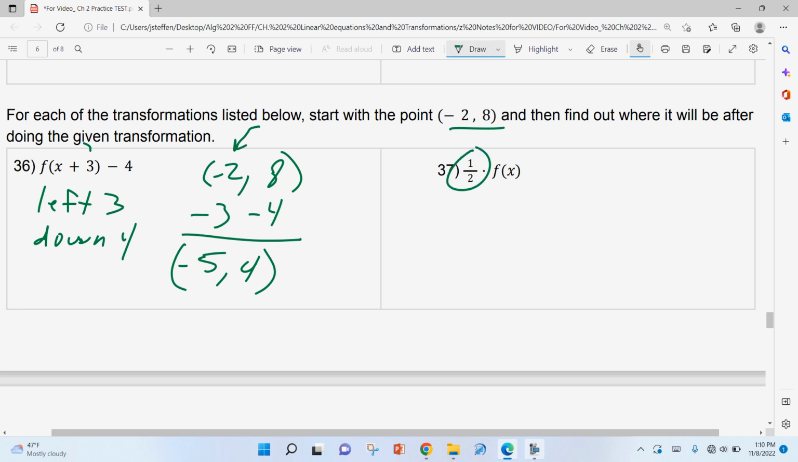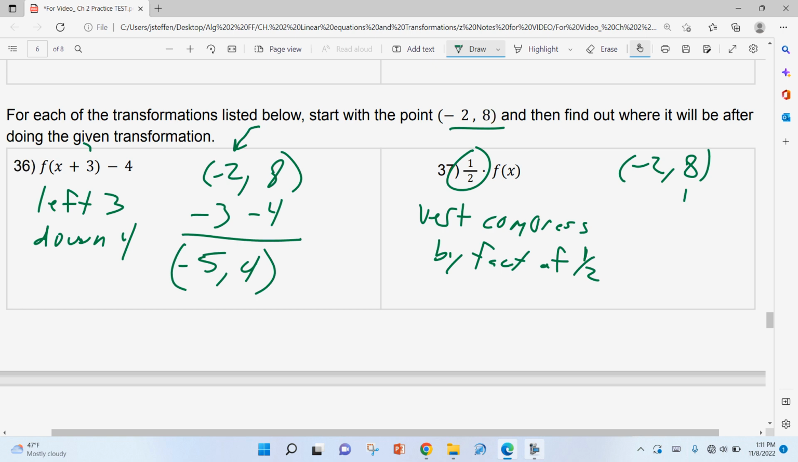This one is 1/2. So for that 1/2, that is a vertical compress by a factor of 1/2. And again, hopefully you have this memorized if you have that little table. But what that little table says is that you take your ordered pair. If it's a compression or stretch, you multiply it by your y value. So if it was a stretch, you'd multiply that 8. Since it's a compression, same thing, you multiply that 8. 8 times 1/2, put it in your calculator if you need to, is 4.